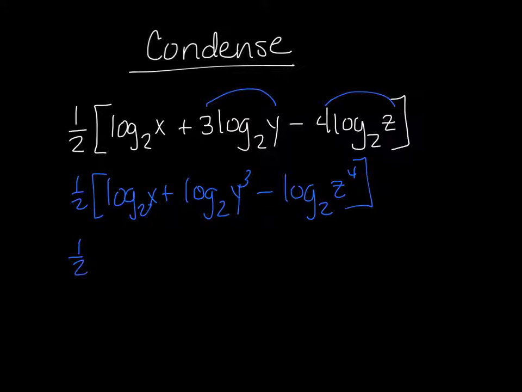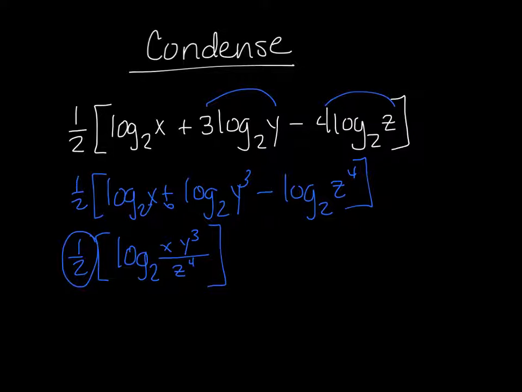Okay, so now I have 1/2. I have log base 2. I have x times y cubed because it was a plus, so I'm going to multiply. And now it's a minus, so the z to the 4th goes on bottom. And then the last thing I have is I have this 1/2 out in front, and that has to go up here to an exponent, but it's going to be an exponent for all of this. So I'm going to distribute that to all of them.